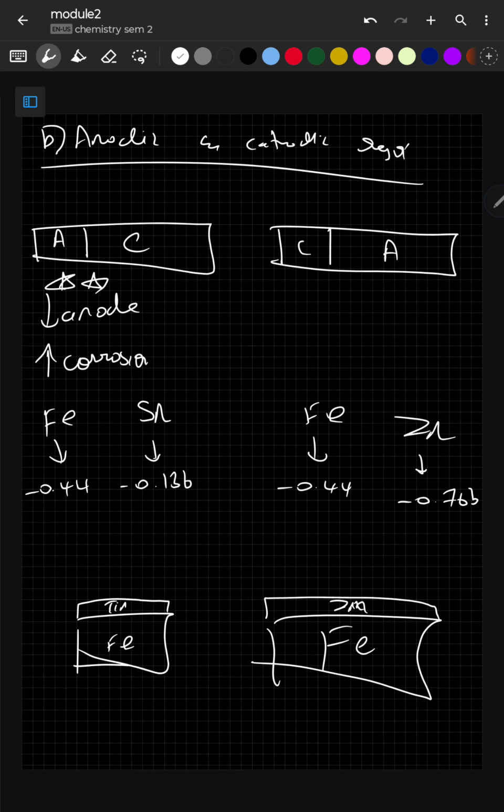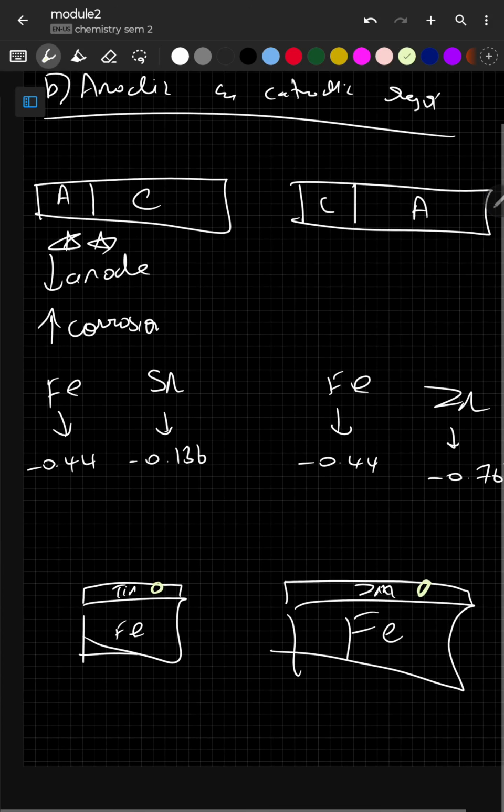Now the scenario is that by mistake one small piece I have forgotten to coat. In both the cases, a small area I have forgotten to coat, which will be affected more? That is the question. First of all, decide the anode and cathode.